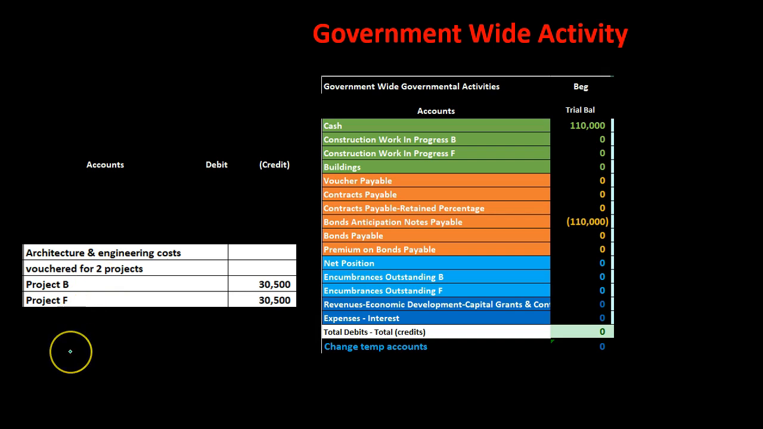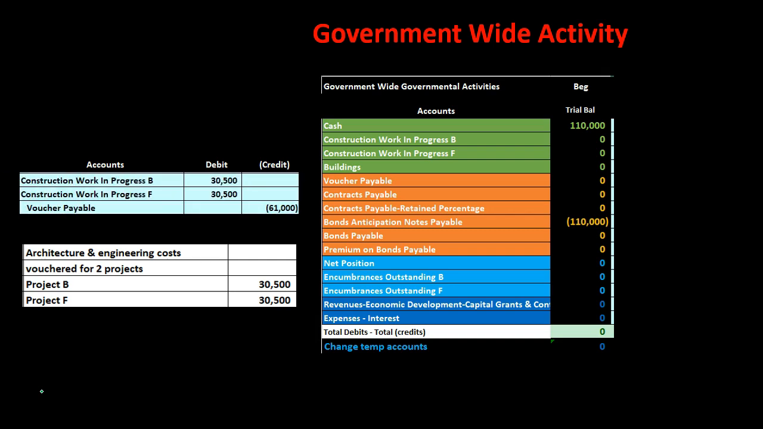Let's see the next transaction, back on over to the government-wide activity. We now have architecture and engineering costs for two projects. So two projects, we have Project B and Project F. These are going to be our construction projects that we are going to be tracking in the Capital Project Fund. We're now in the government-wide activity.